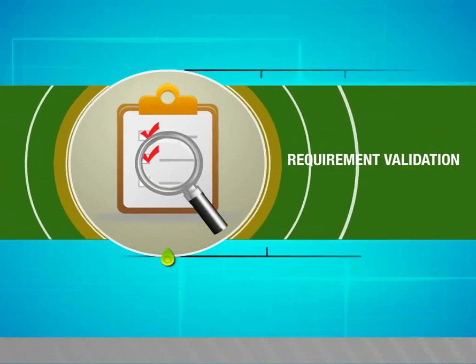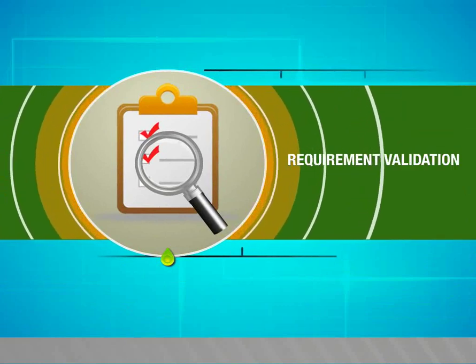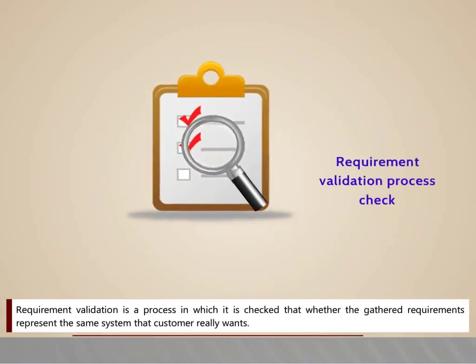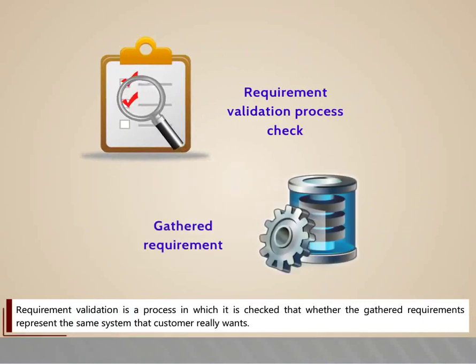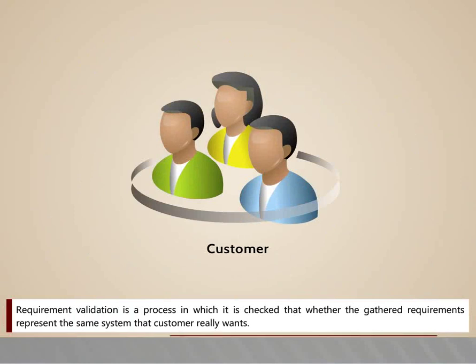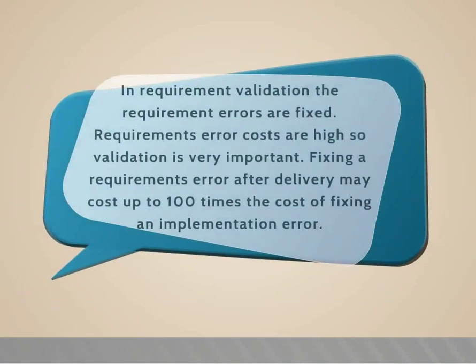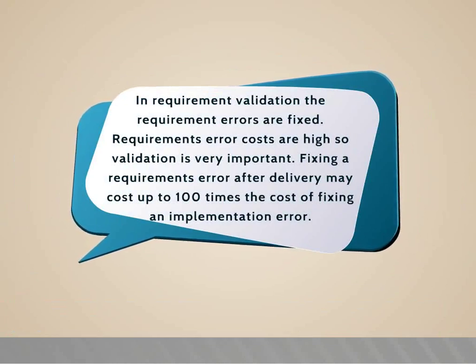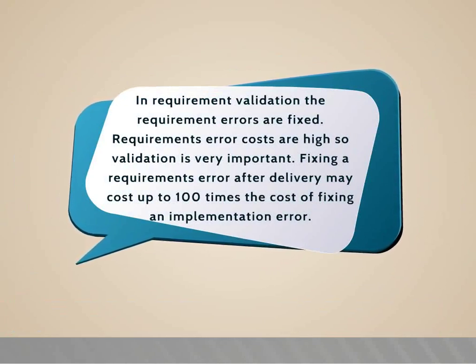Requirement validation. In this video, we are going to see about requirement validation. Requirement validation is a process in which it is checked whether the gathered requirements represent the same system that the customer really wants. In requirement validation, the requirement errors are fixed. Requirements error costs are high, so validation is very important. Fixing a requirements error after delivery may cost up to 100 times the cost of fixing an implementation error.